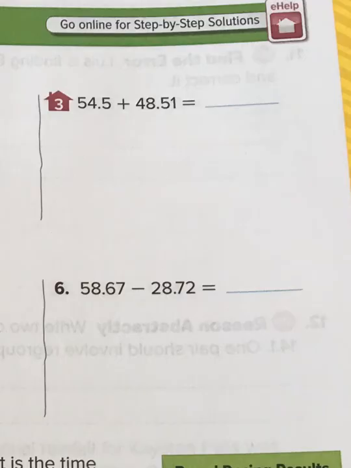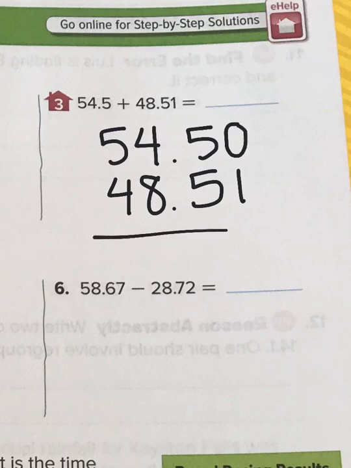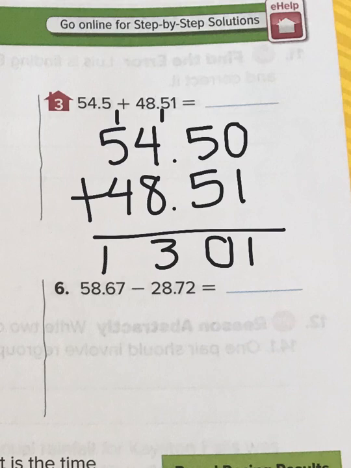In problem number 3, you have 54.5 plus 48.51. Line up your decimal places, and you can add a 0 in here to help you, and add together. And 0 plus 1 is 1, and 5 plus 5 is 10, so you have your 0 and you carry your 1, and then 8 plus 4 plus 1 gives you 13. Have your 3, carry your 1, 5 plus 4 plus 1 is 11. 113.01.